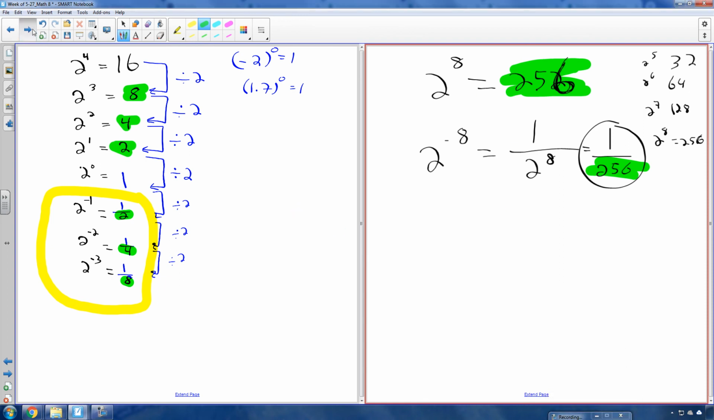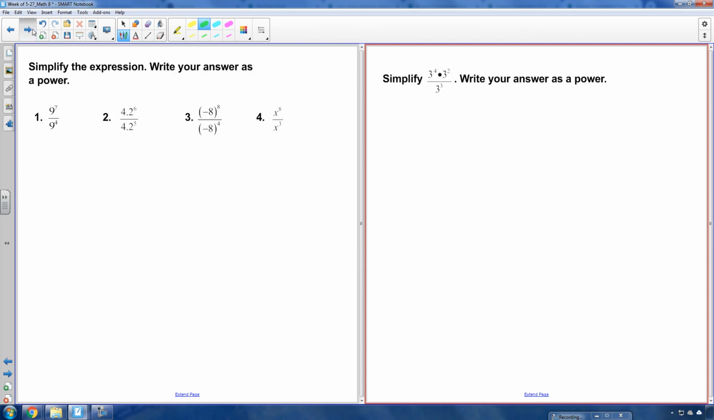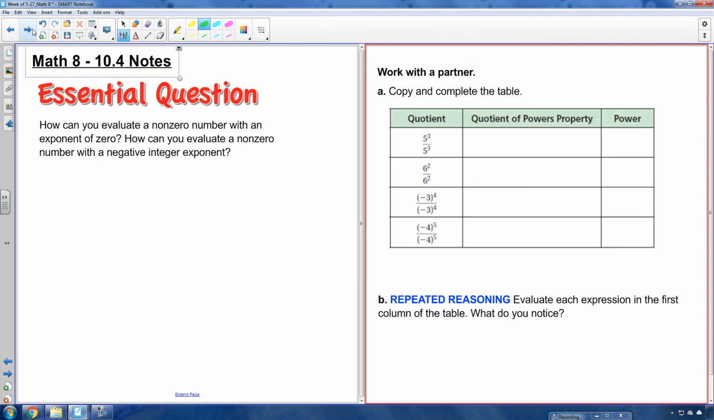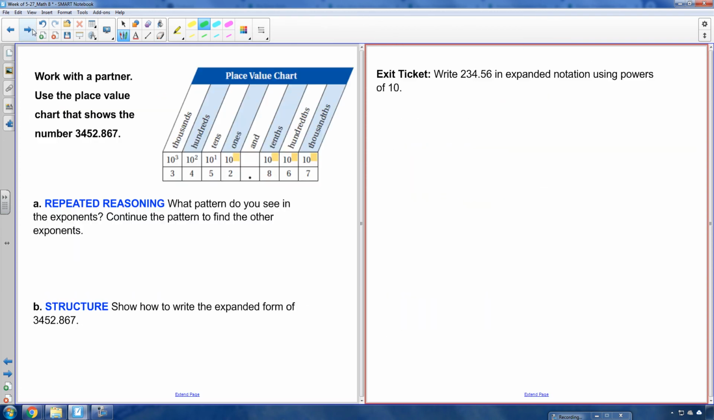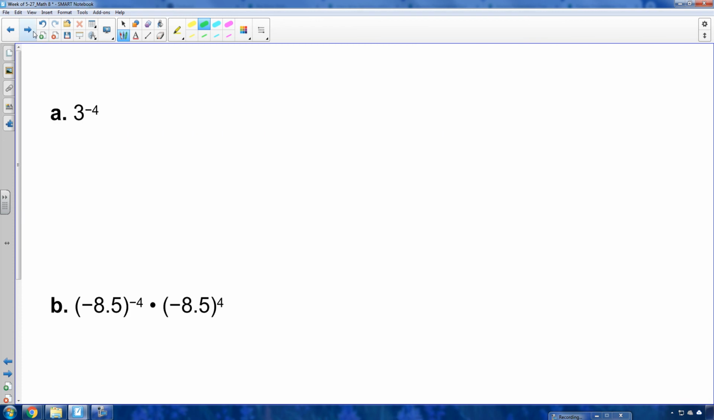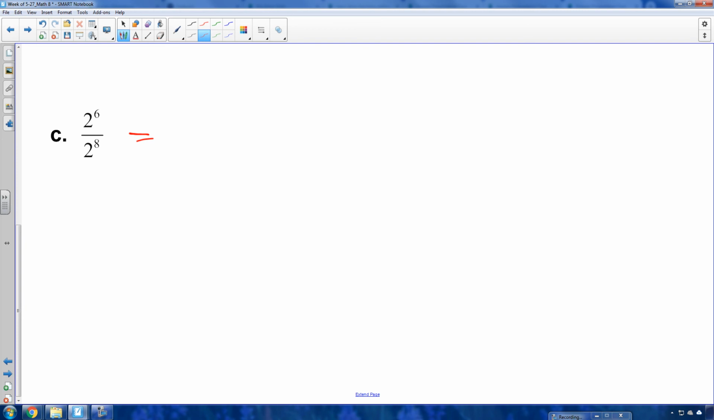So let's talk maybe about just a couple of problems here. Maybe real quickly we could look at this problem here for a second. So why don't we just try one more problem, this guy. 2 to the 6th divided by 2 to the 8th. What does the subtraction property of exponents say? It's 2 to the what? Where do you have more? In the top or in the bottom?